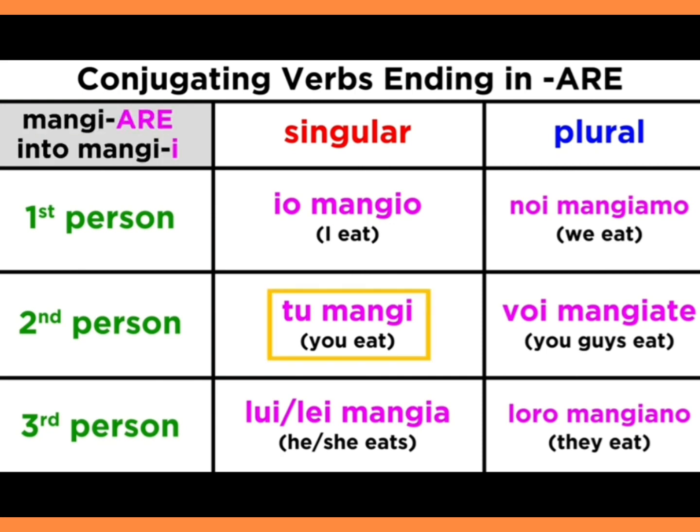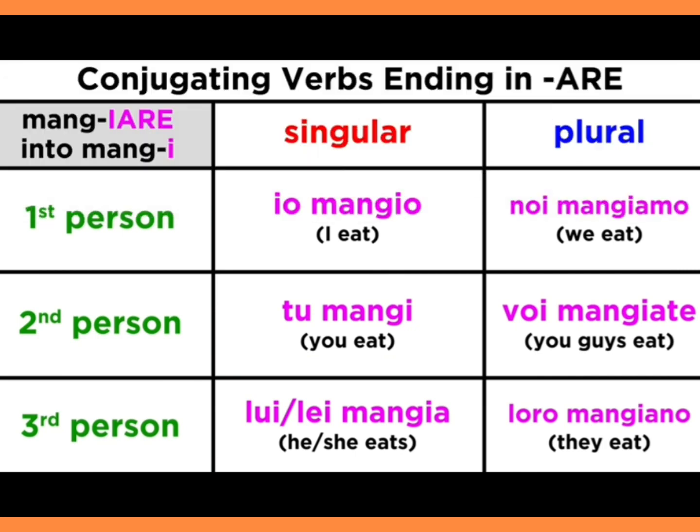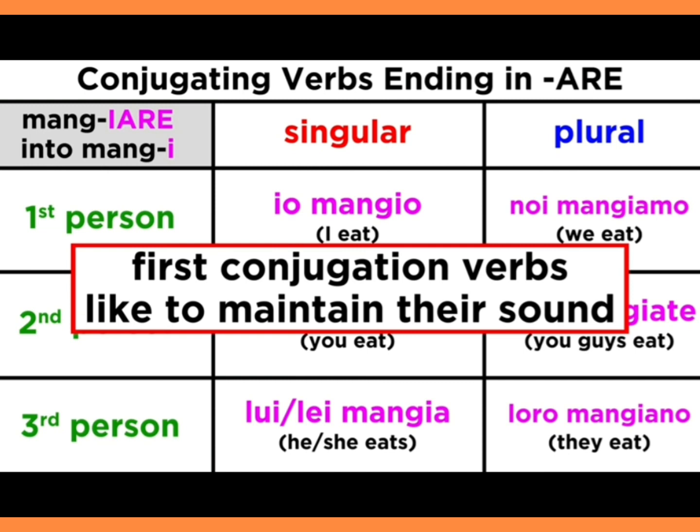Notice that for the second person singular, we might expect 2 I's in a row. So instead, we just drop one. This will be the case for all verbs ending in iare. In fact, the first conjugation is generally quite resolute about keeping the same sound in all forms. So if the new ending would cause a change of sound, we modify the word to maintain the sound.